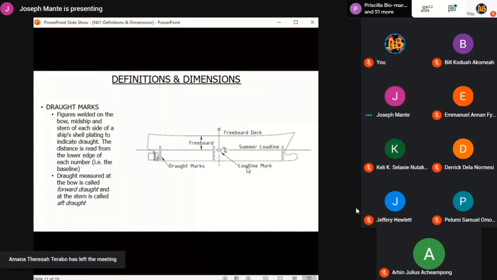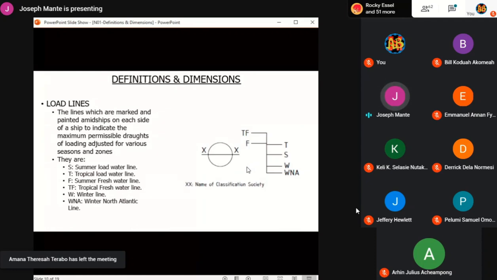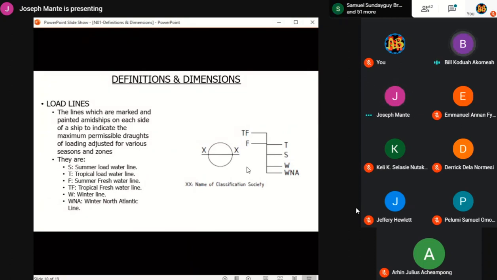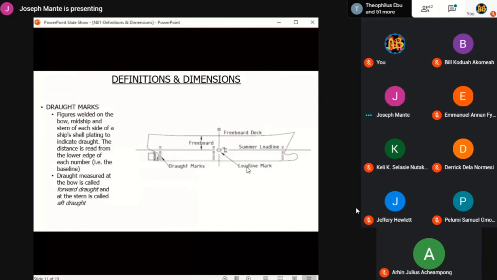And when we are moving into fresh water, you should too. So that's why we are saying that loading adjusts for various seasons. Every season employs this mark. You cannot be in fresh water and your load line will be around the winter North Atlantic line. That will not be favorable for you. So that is it. Are you clear now?